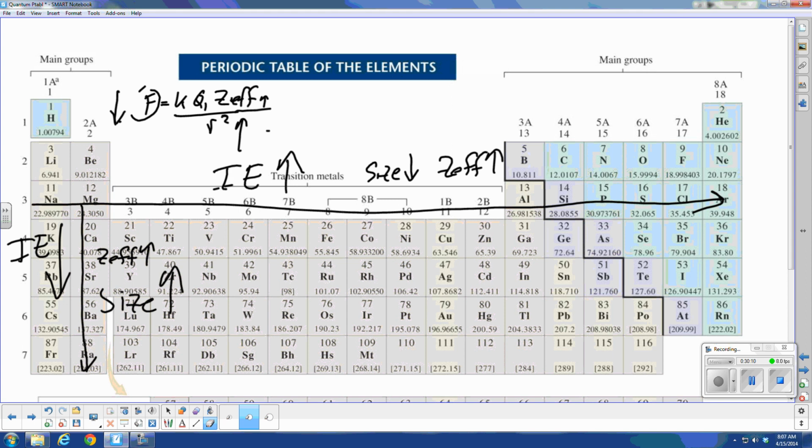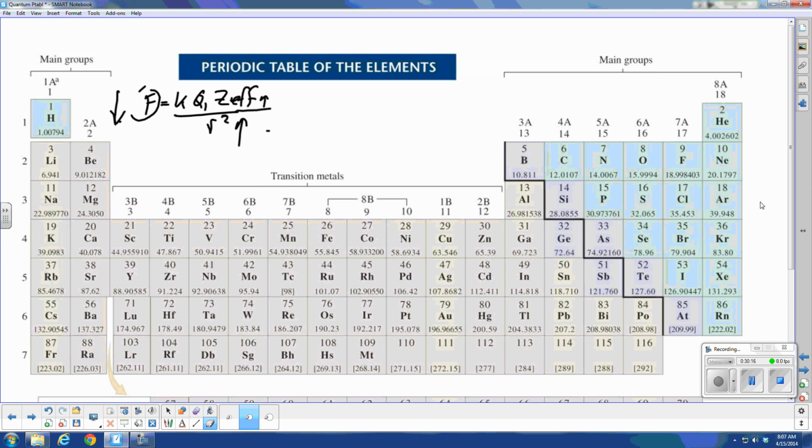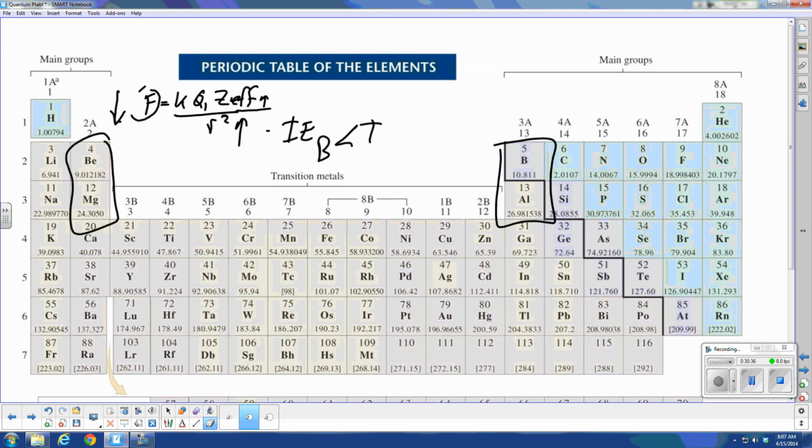First, we have the exception of magnesium and beryllium. These two are an exception compared to these two. And we said the trend is that as we go from left to right, it gets harder. However, it is easier to remove an electron from boron than it is from beryllium. So the ionization energy for boron is actually less than the ionization energy for beryllium. That goes counter to the trend.